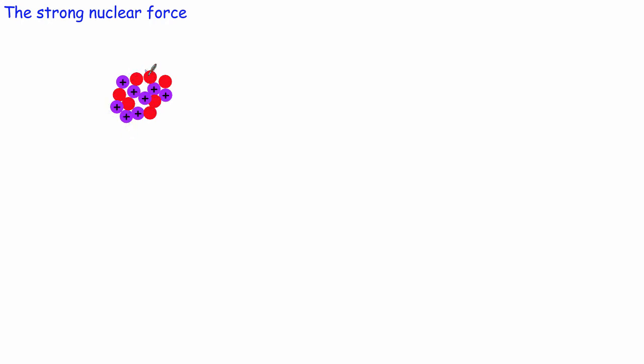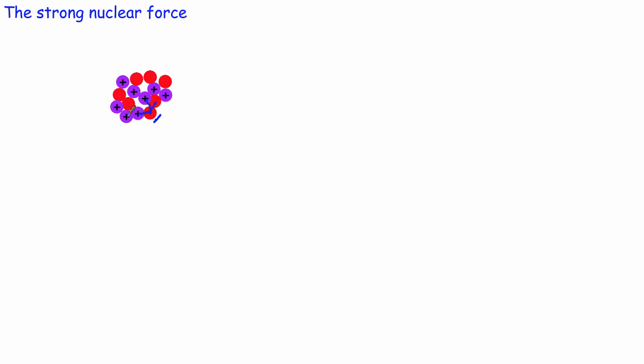It's keeping it together. But what we saw in the previous slide was that the range of the strong nuclear force only goes up to about 3 or 4 femtometers, which is basically the same as the diameter of one of these protons or neutrons. So really what that's saying is that this neutron, for example, can only really attract this neutron and this proton here.